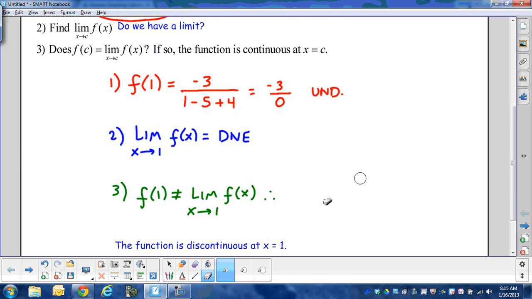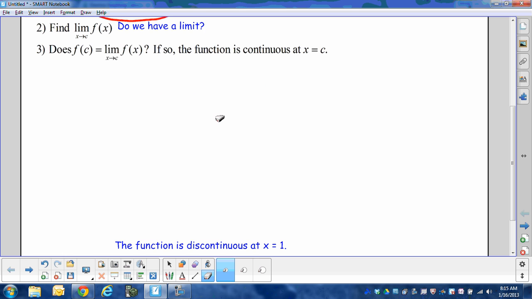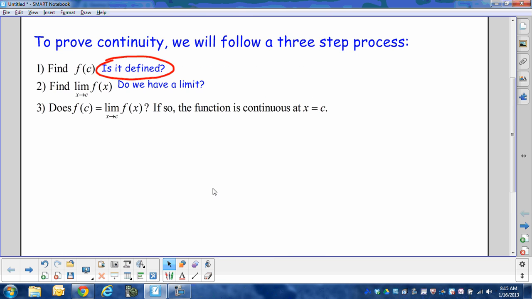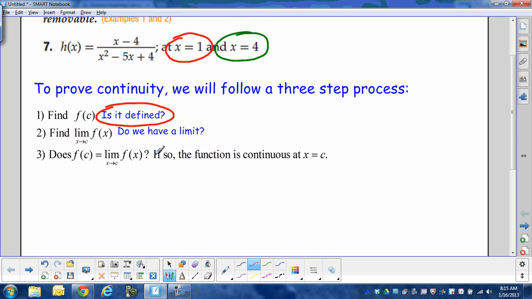All right, now we're going to repeat the process because now we have to go take a look at x equals 4. So we're gonna have to redo that whole thing. All right, so let me erase what I have here and let's kind of start over. Okay, now, like I said, I'm going to repeat the process.